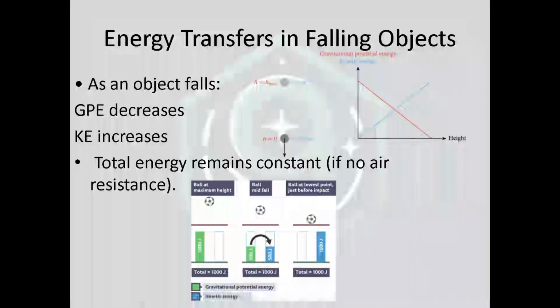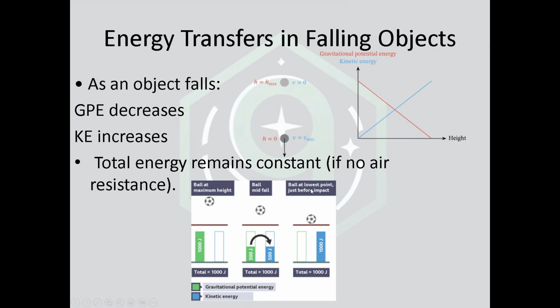So let's take a look at this diagram here. The ball at maximum height essentially has 1,000 joules in GPE, gravitational potential energy. However, as it's starting to fall down, some of that energy is transferred into kinetic energy because it's moving. So then here it's split to 500, 500. And keep in mind that the total here is also 1,000 because the law of conservation of energy suggests that no energy can be created or destroyed.